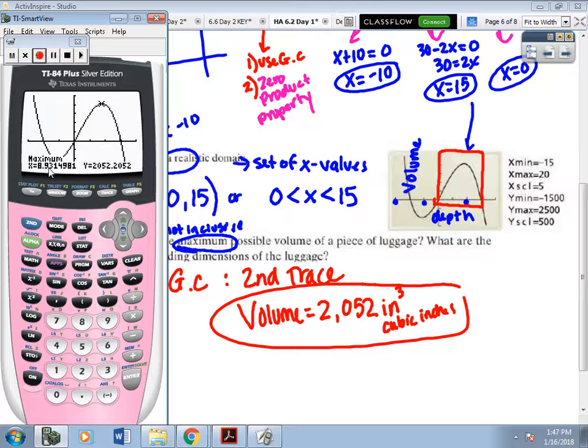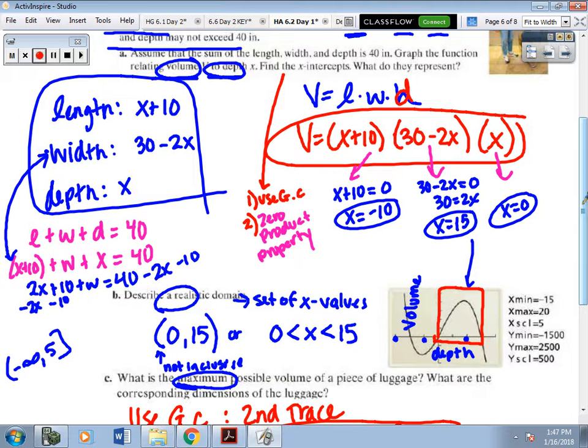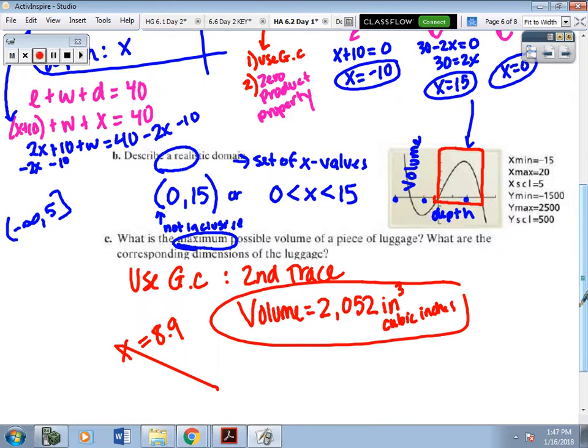So x is 8.9. Let's see what I did. I think I may have just done 8.9. Why do I have 8.8? Did anyone get 8.8 on theirs? Okay, who knows? Should be 8.9. If you wanted to do 8.93, you could. And then all you have to do is plug that back in to get your dimensions. So the length would be x plus 10. So 8.9 plus 10 would be 18.9.